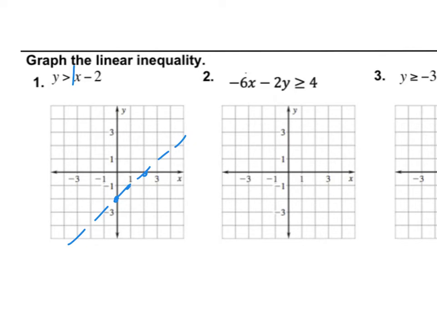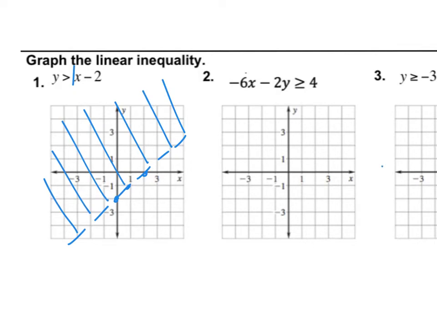The fourth step then is to determine if you're going to shade up or shade down. Because I have y is greater than, I'm going to shade this one going up. So anything that you would find anywhere in that shaded area, those coordinates are going to be solutions to this inequality. Now, because it's greater than and it's not greater than or equal to, anything on that dotted line is not going to be a solution.